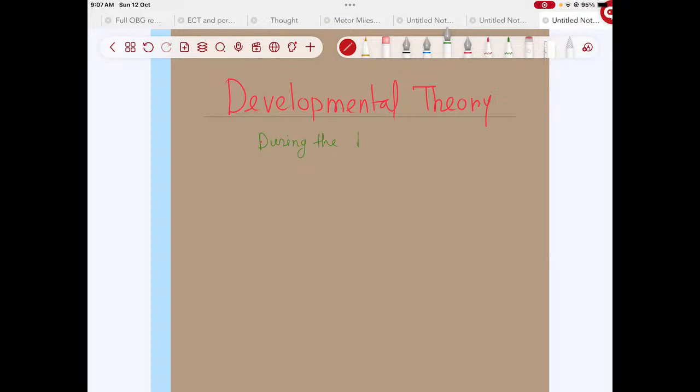During the development of a baby, how they react or what types of behavioral changes are seen. So developmental, how many developmental theories are given?